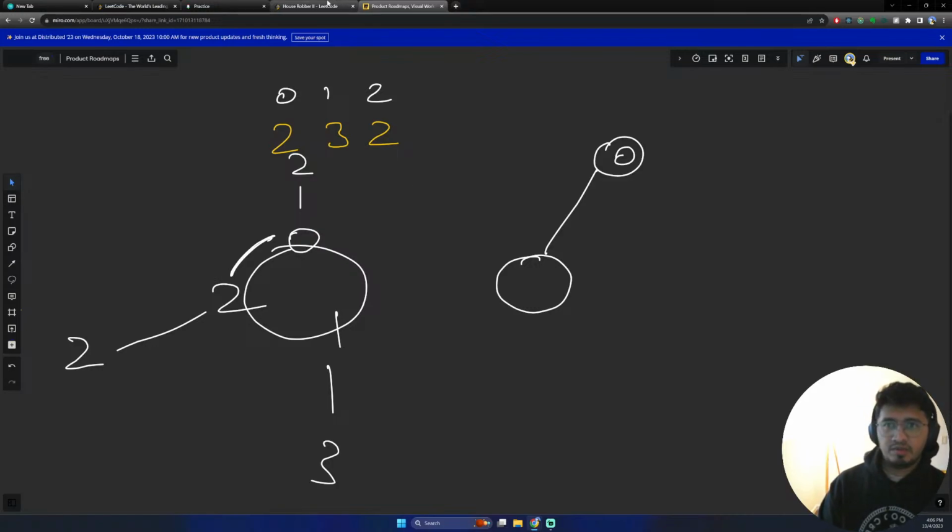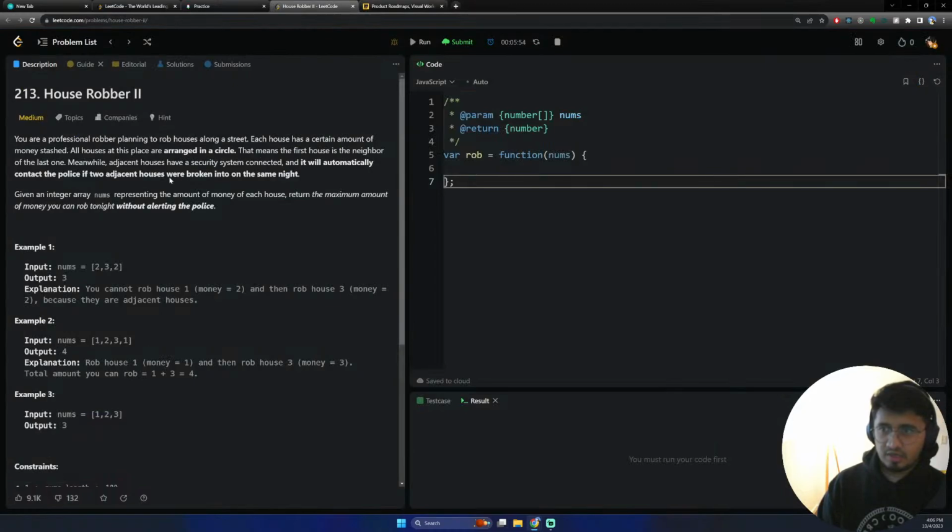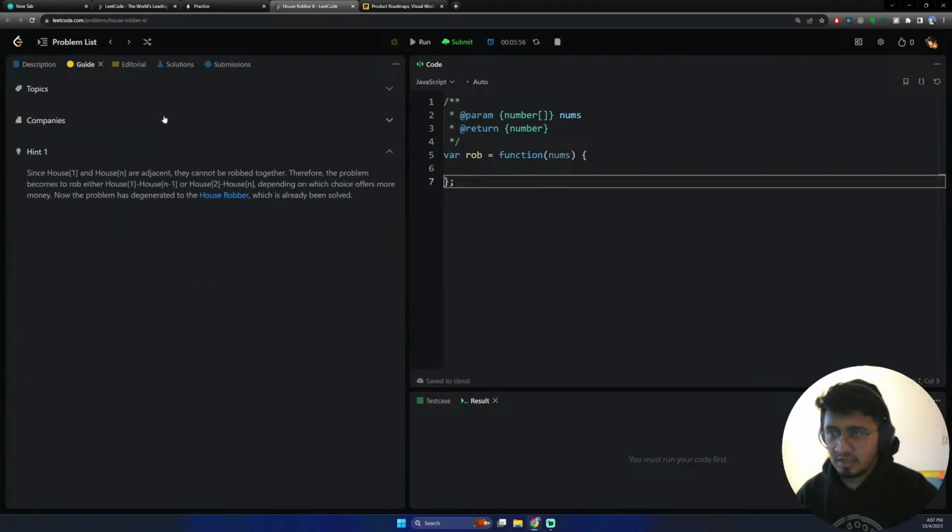We are 8 minutes into this and we are literally going nowhere. Let's take a hint. House 1 and house n are adjacent. They cannot be robbed together. Therefore, the problem becomes to rob either house 1 to house n minus 1 or house 2 to house n, depending on which choice offers more money. Now the problem has degenerated to House Robber, which has already been solved.